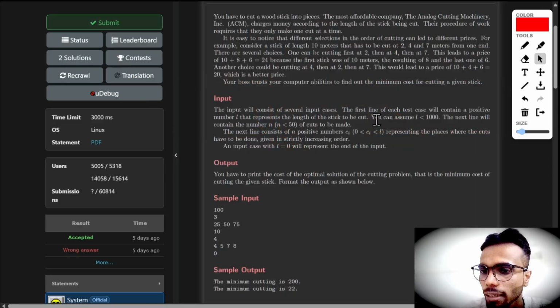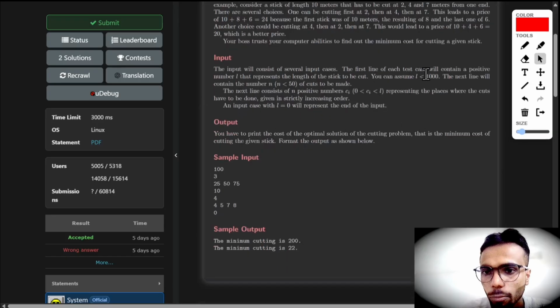Now the question tells us basically where we are. Yeah, so we can assume L is less than 100,000, 10 to the power 3. And the next line will be the number of cuts we may have to make, right? And the next line is the coordinates that we already talked about, representing the places where the cuts have to be done. It is given in strictly increasing order, okay? And an input case with L equal to 0 will represent the end of input.